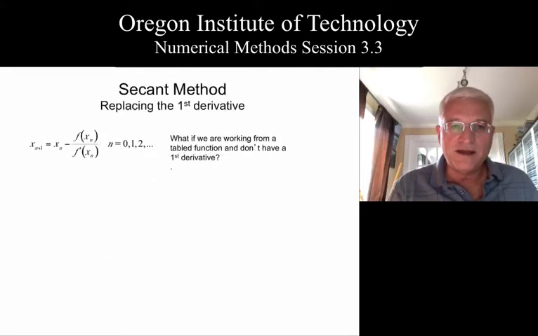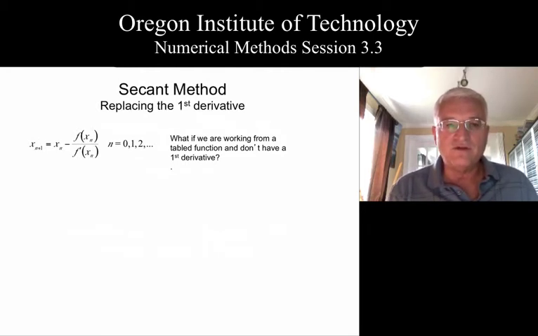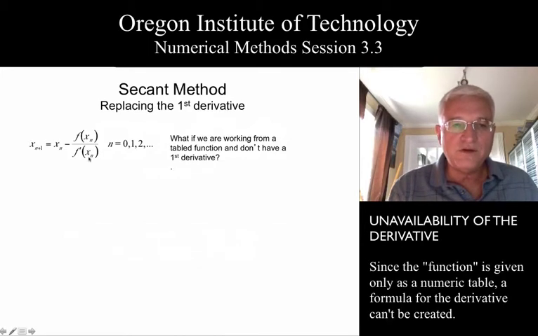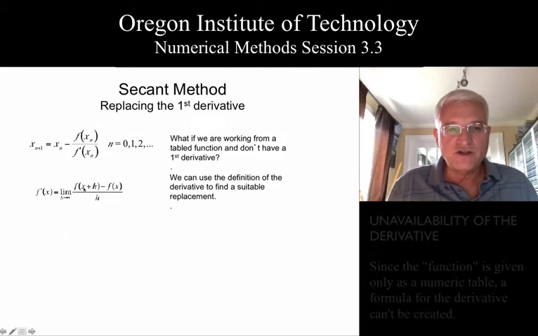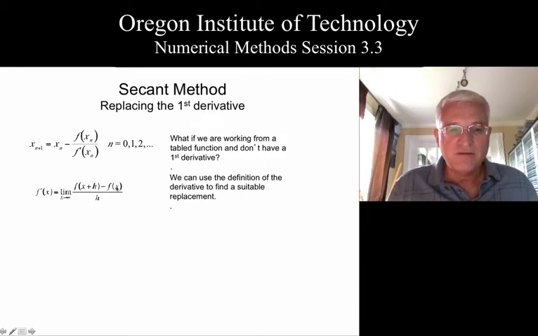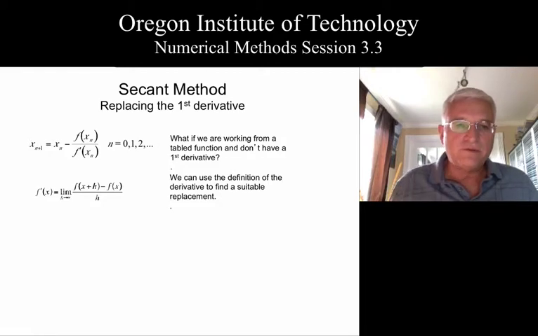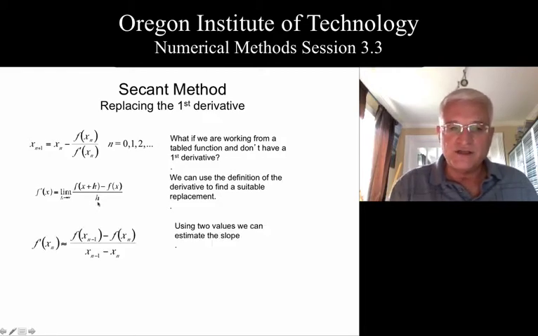So let's take a look at the secant method as a way to replace the first derivative if you can't get it. So what would we do if we didn't have that derivative? Well, we could always go back to the definition of a derivative and take the function evaluated at x plus h minus the function evaluated at x and divide by h and take the limit as h goes to 0. Well, you can't really take the limit all the way, but you could allow 2 points to be spaced closely enough together that h would become the difference between two adjacent points.